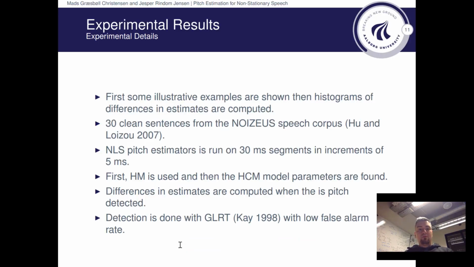All right, so before I show you any results, a bit about the experimental setup. First, I'll show some illustrative examples, and then some histograms of differences in estimates to investigate the importance of this model. I'll do this based on 30 clean sentences from the noisy speech corpus, and the nonlinear least squares pitch estimator is run on 30 millisecond segments in increments of 5 milliseconds. It's done by first using a harmonic model and then the harmonic chirp model to find their parameters. And then we look at the differences in the obtained estimates. This is only done when we are really certain that there's a pitch present in the segment, and this detection is done using a simple GLRT with a low false alarm rate.